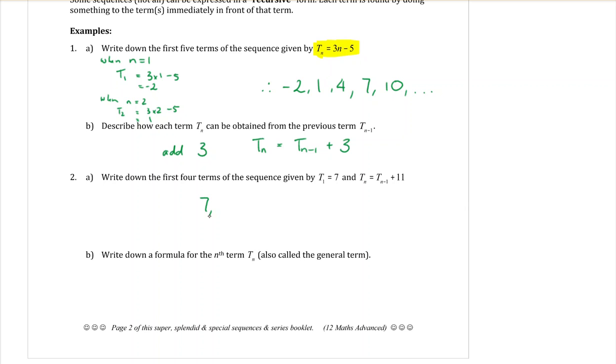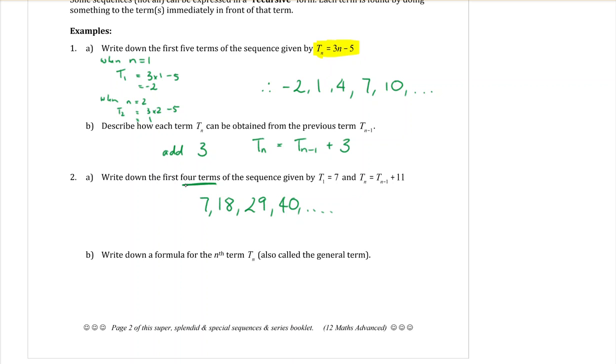Okay, so I go plus 11, my next term will be 18. Okay, then I take the 18 and I want to plus 11 to that, so I'm going to get 29, plus 11 to that, and I'm going to get 40. Okay, this one asked for 4 terms, so I've got enough there now.